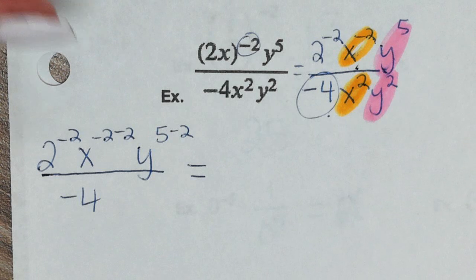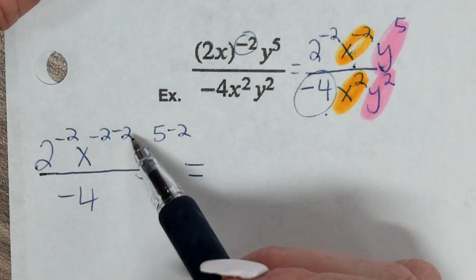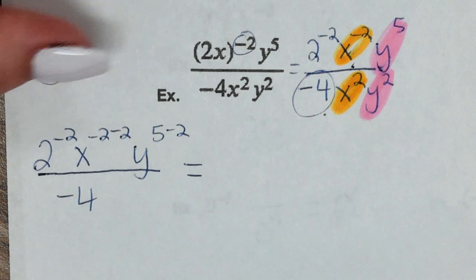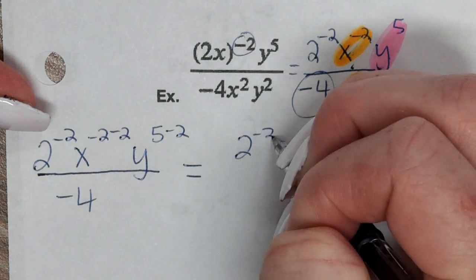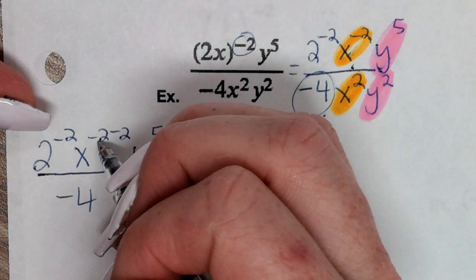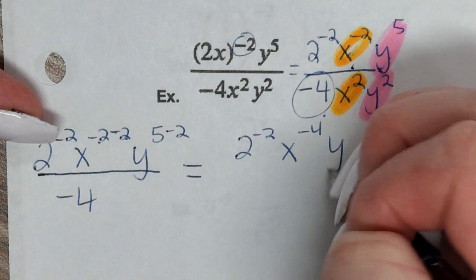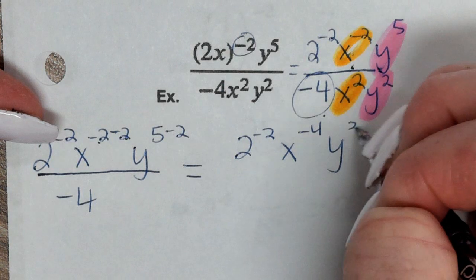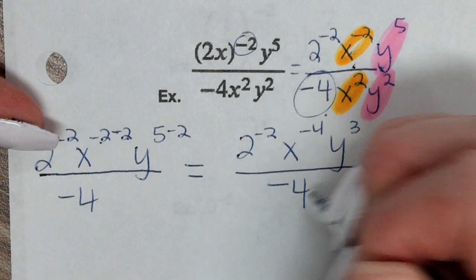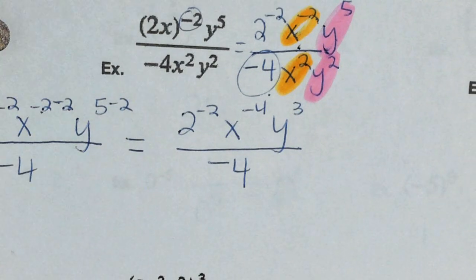Now I'm only going to solve what I did. This is showing work. Now I solve it. 2 to the negative 2. X to the, what is negative 2 minus 2? Y to the 5 minus 2 is? And I'm pretty much done.